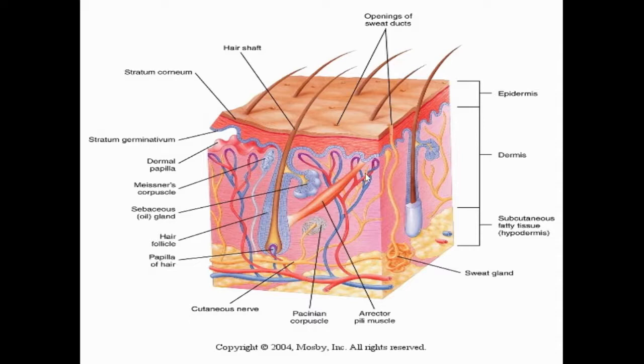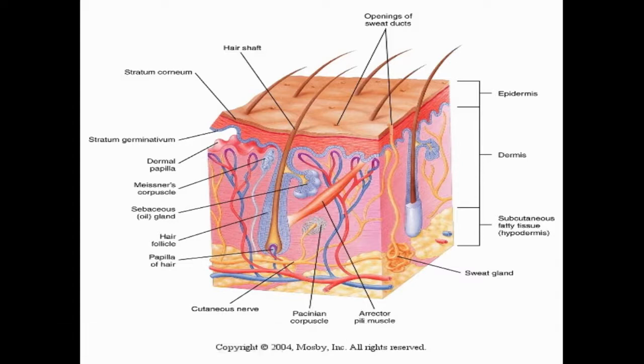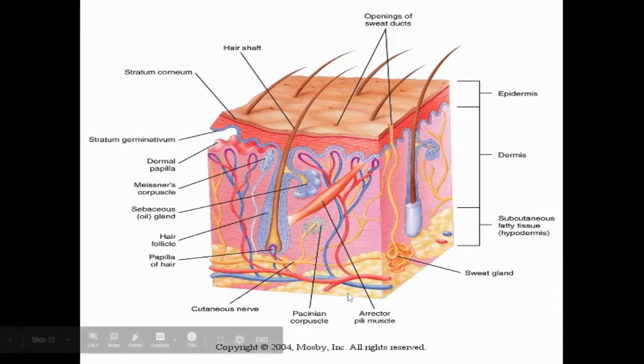Now this little muscle, this is your erector pili. So you may see it with an E or an A, erector pili. This is what causes your hair to stand up. So when you get scared or something, this is sympathetic controlled, autonomic, and it contracts and pulls on the hair and makes the hair stand up.